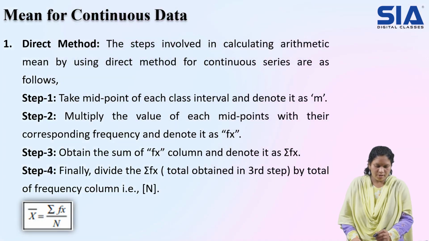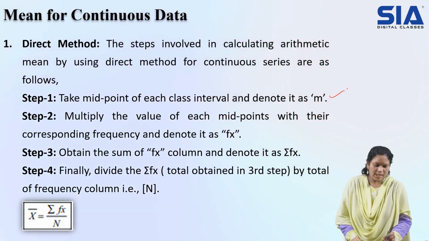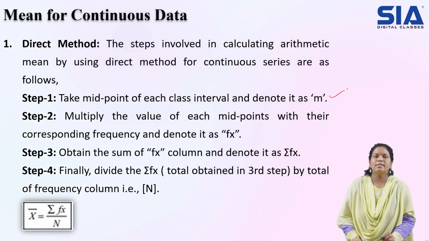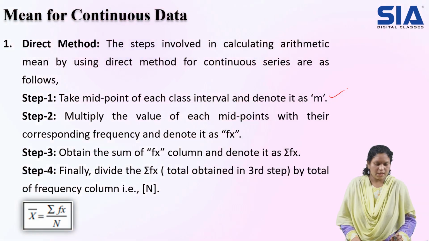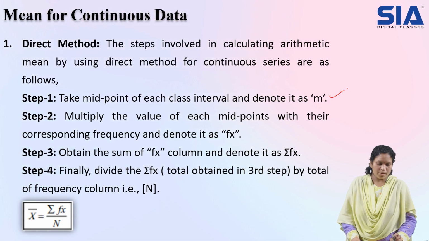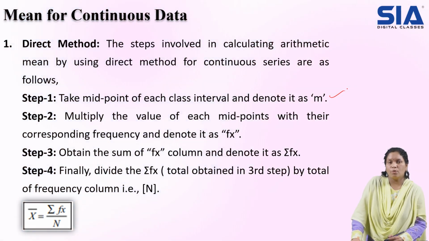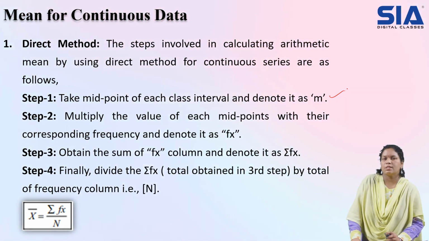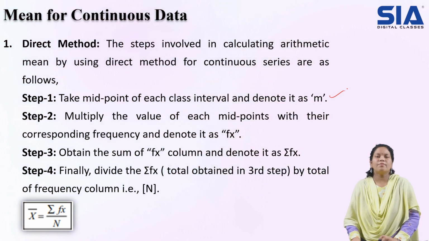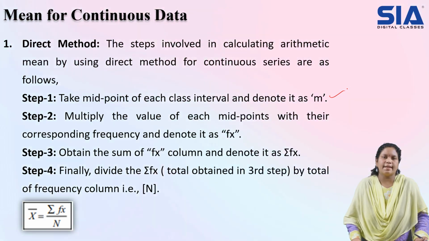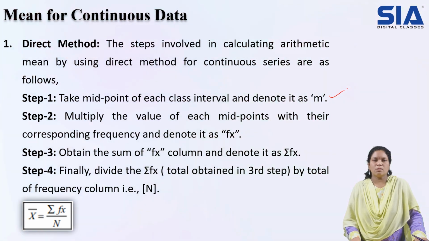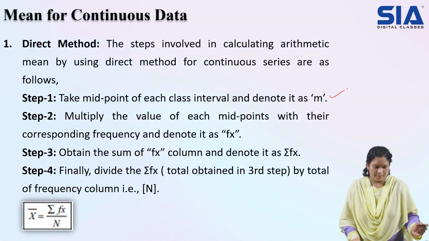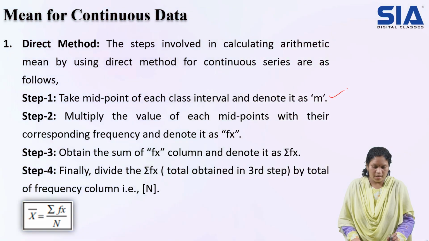You have to take the midpoint first, the midpoint of each class interval, and denote it as m. We'll take an example and discuss it. First, let us see the steps. First step, we have to frame the midpoints. Class intervals they'll be giving. We know that in continuous data, they always specify class intervals. We cannot go further with class intervals directly. So we'll frame midpoints. We need one exact point so that we can proceed with the formula. So first of all, we'll calculate midpoints. That is your step 1, framing it as m.